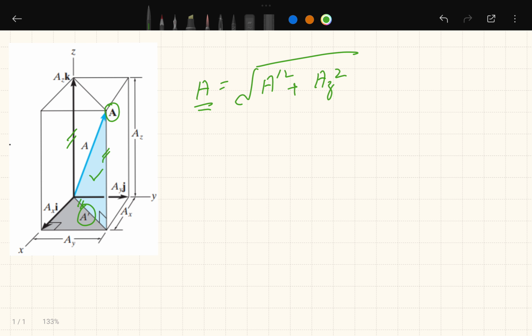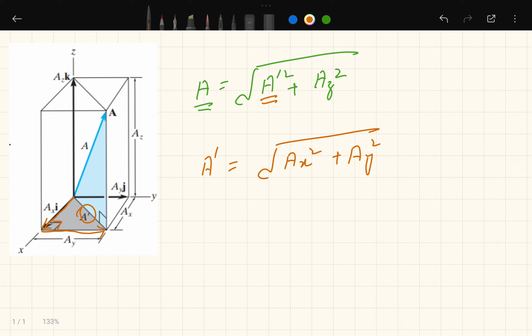Now we see that A prime, this component, is actually a combination of the x and y components. If you look at this vector A prime, it is a combination of this component and also this component. Also keep in mind they are perpendicular, shown here by the 90-degree angle. So you can write the magnitude of A prime as the square root of Ax squared plus Ay squared, because it is a combination of these two.